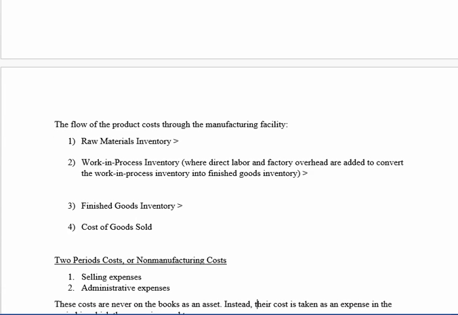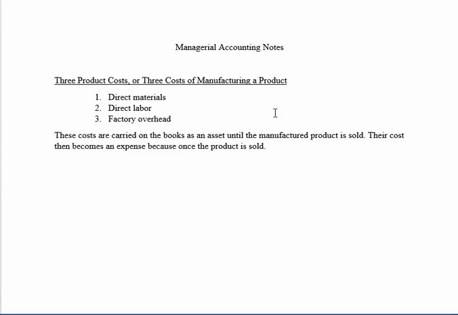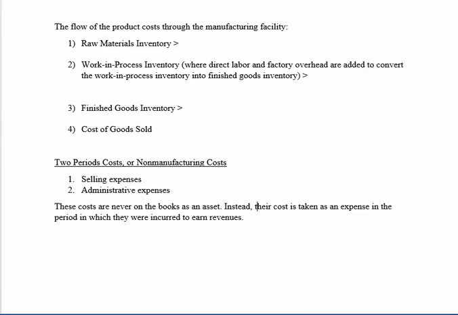If you have any questions, please let me know. Now, your problem that we're going to work here in Chapter 16, asks us to label some costs as either a product cost, direct materials, direct labor, or factory overhead, or as a period cost, selling or administrative expense.